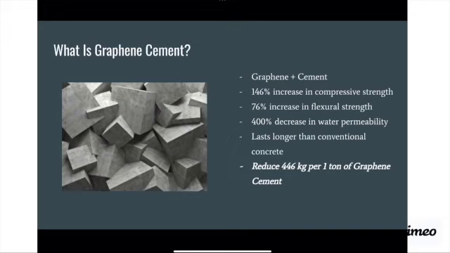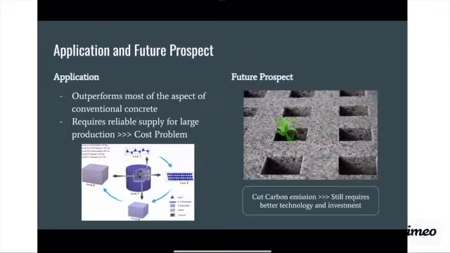Graphene cement is composed of graphene and cement. Graphene, a one-atom thick sheet layer of carbon, is the strongest man-made material. The experiment from the University of Exeter explains the advantages of graphene. It has substantial increases in compressive strength and flexural strength in concrete. Moreover, the inclusion of graphene prolonged the lifespan of concrete, allowing companies to reduce the production of additional cement. The experiment states that graphene cement will reduce 446 kilograms of carbon dioxide emission per 1 ton.